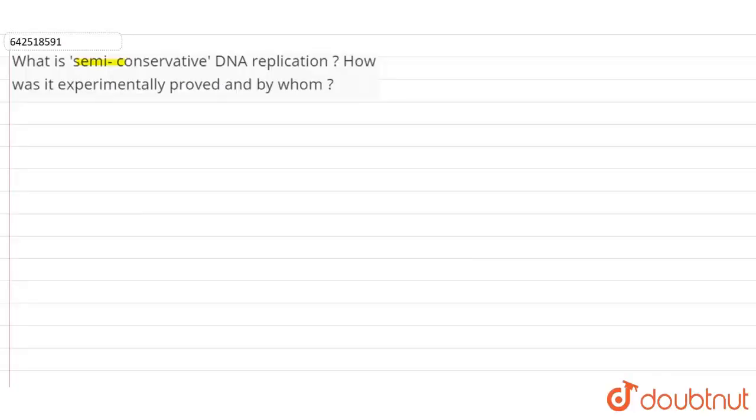In this question, they are asking what is semi-conservative DNA replication and how it was experimentally proved. Now we all know that DNA replication is a process through which DNA generates its own copies or duplicates itself.